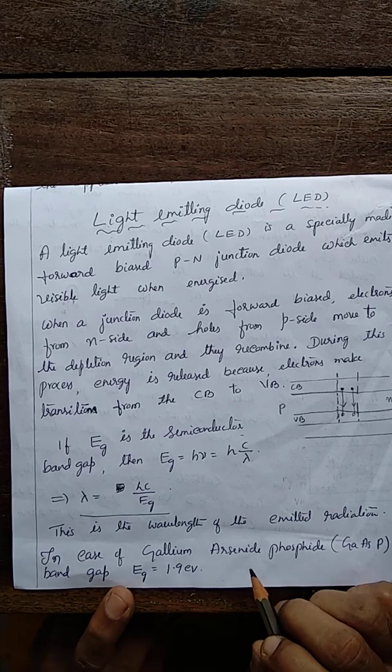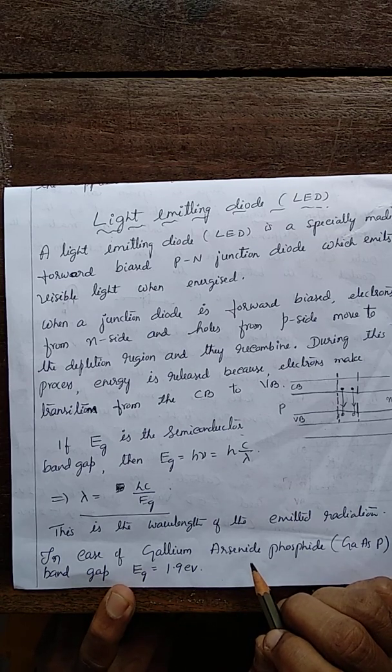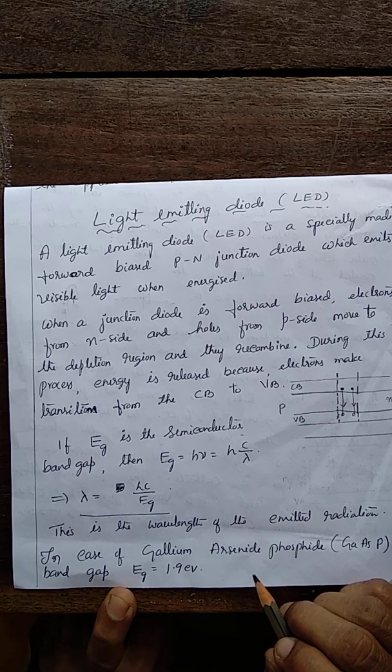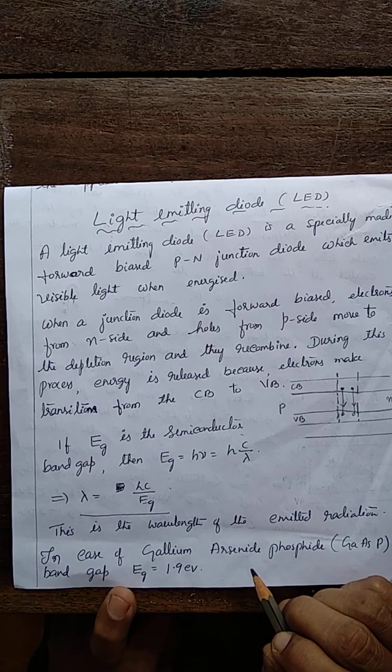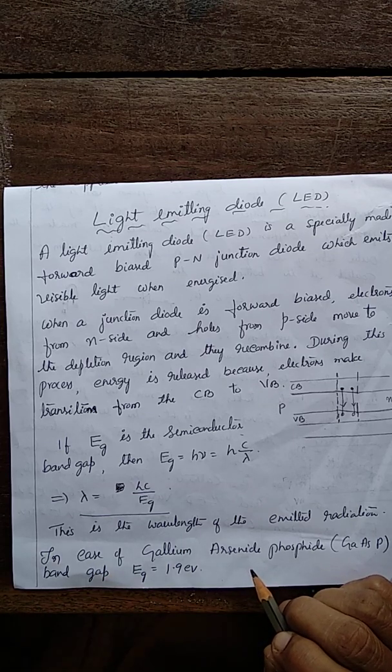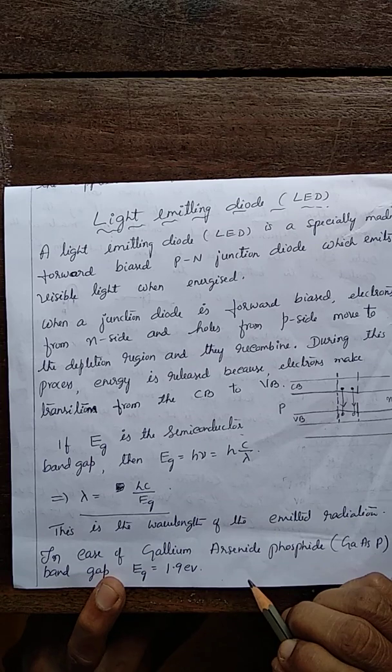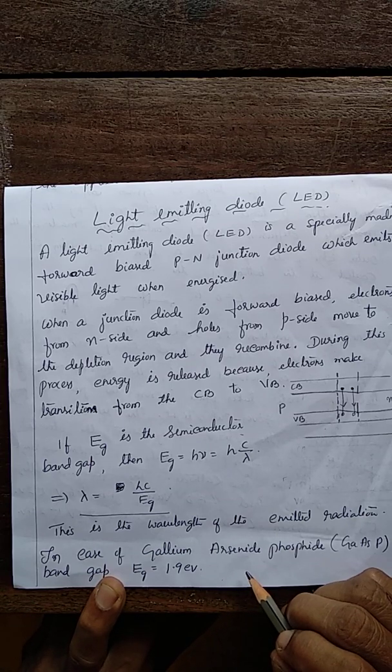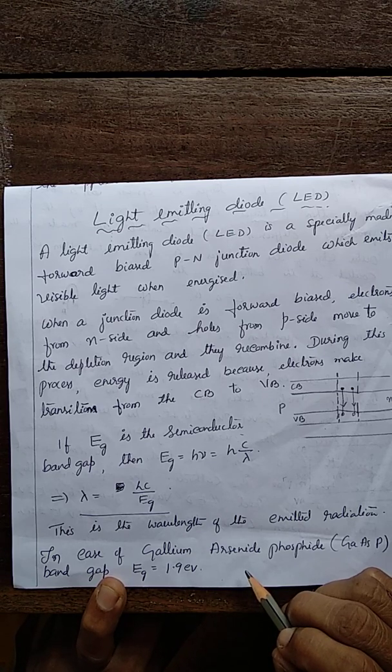When a junction is forward biased, electrons from the N side and holes from the P side move to the depletion region. You know what a depletion region is. In the depletion region, electron-hole recombination takes place. During this recombination process, energy is released, because recombination means electrons move from the conduction band to the valence band. This is the recombination taking place in the depletion region, or at the junction of the PN region.